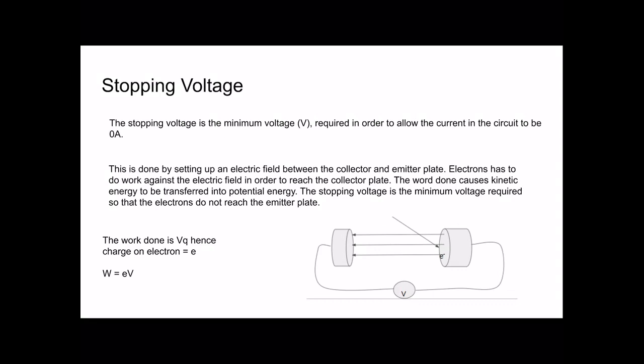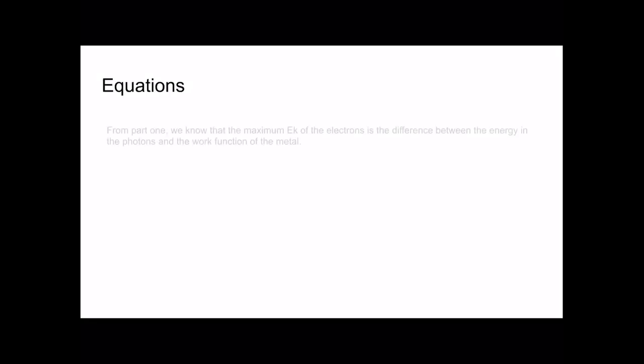And this voltage, the stopping voltage, is the minimum amount of voltage required so that the electron just doesn't reach the collector plate, and therefore there's no current in the circuit. So here are some equations. So we're going to derive some equations.